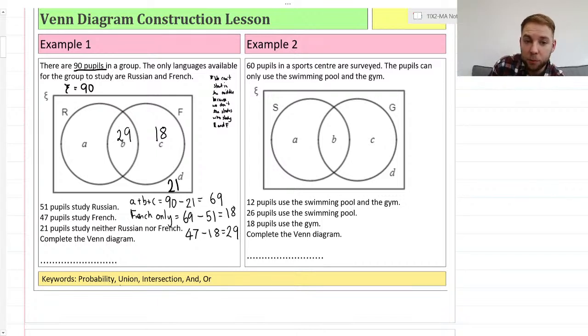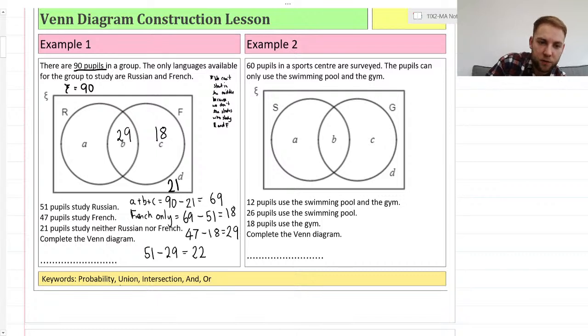And then to find out the people who study Russian only, I've got to do the people who study Russian take away the centre part. Okay, so that's going to be the people who study Russian, which is 51, minus the middle part, which is 29. And 51 take away 29 is equal to 22.